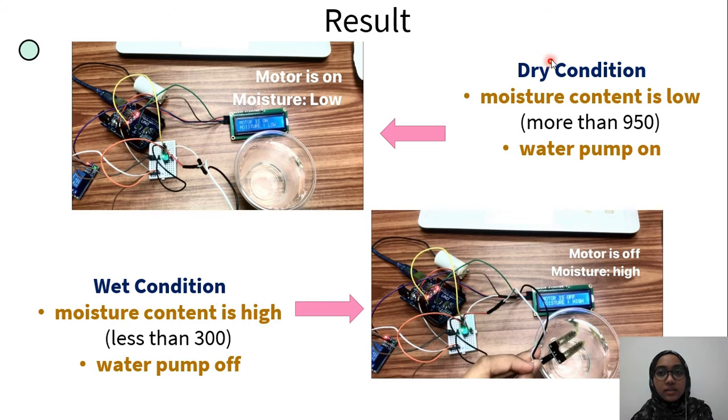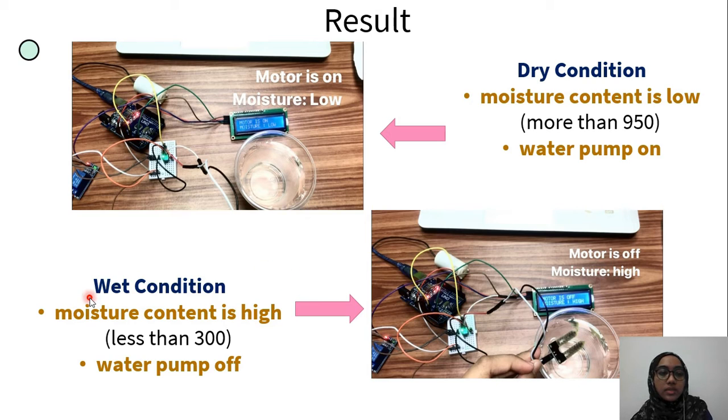For the result, the first condition is the dry condition. Moisture content is low, which is when the value is more than 515, and the water pump is on. Water is on and moisture low. It is shown on the display.